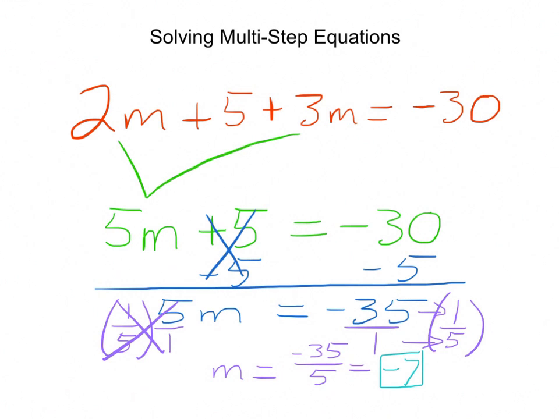Now if we wanted to check our work, we would take negative 7, we'd put that back into our original equation, so we'd have 2 times negative 7 plus 5 plus 3 times negative 7, and we would expect that that would equal negative 30. And if you were to pause right now and actually calculate that out, you would get negative 30.